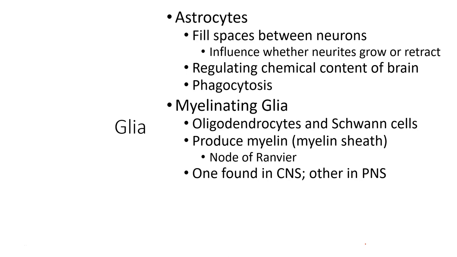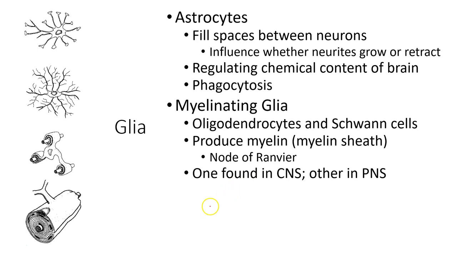But oligodendrocytes are the ones that are typically found in the central nervous system, and Schwann cells are the ones that are found in the peripheral nervous system. So just to give you an idea of what some of these cells look like, the astrocytes are here, and we'll be talking about microglia in a second.